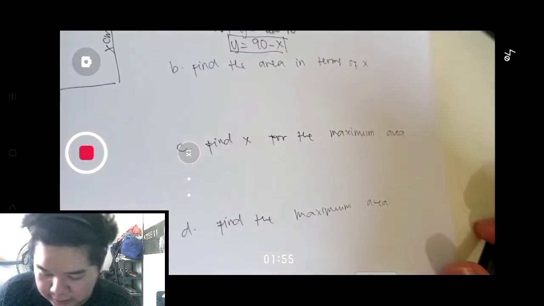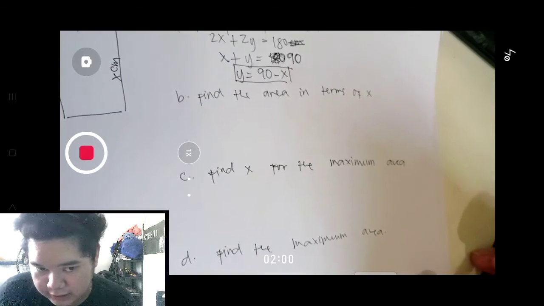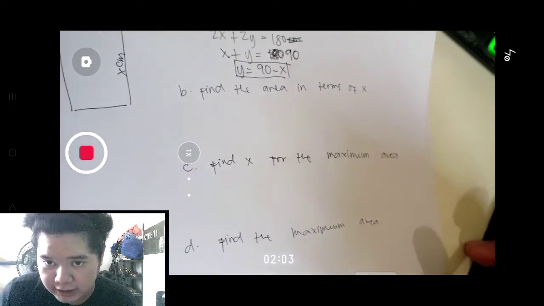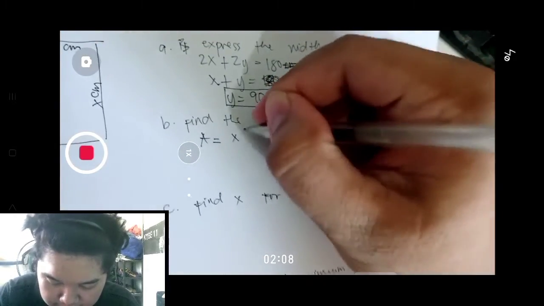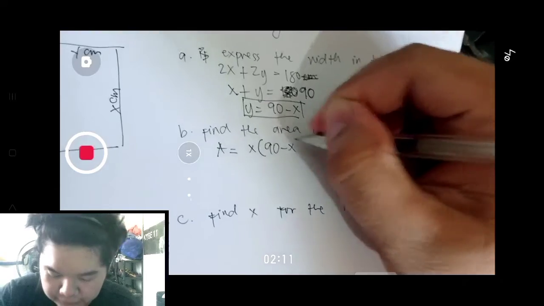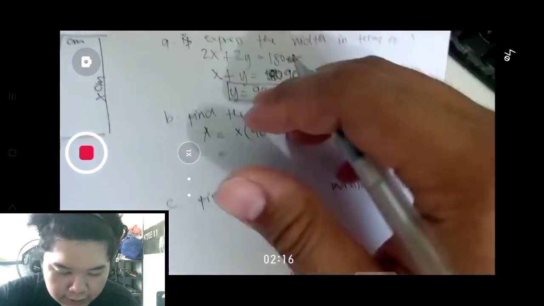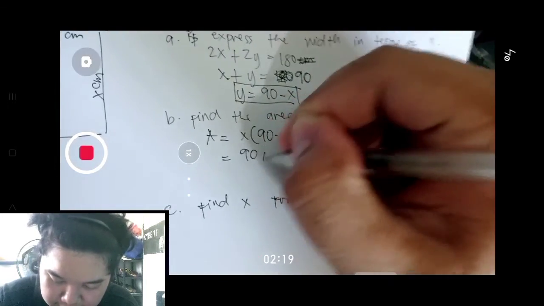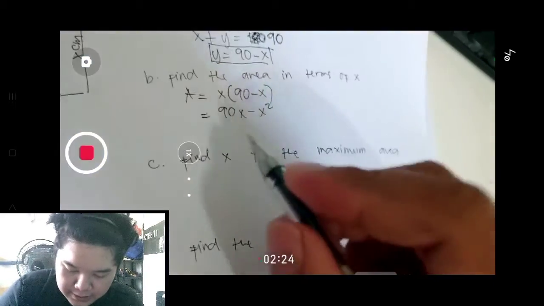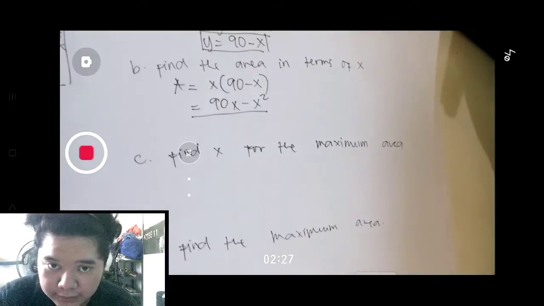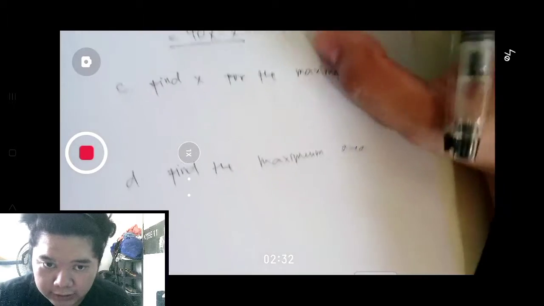So ganyan. So next one is find the area in terms of x. So diba ang area ng rectangle is length times width. So we need to express that in terms of x. So yung area niya is equals to x times 90 minus x. Ganyan. So to expand this equation, ito ay magiging 90x minus x squared. So alam na natin yung area niya in terms of x.